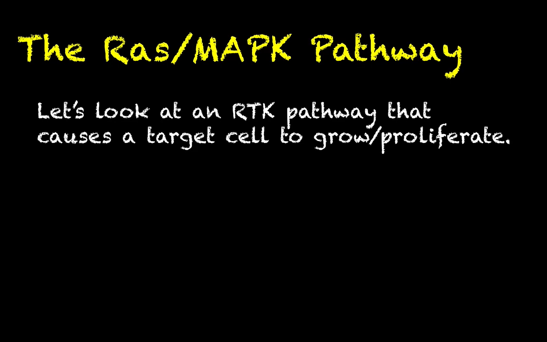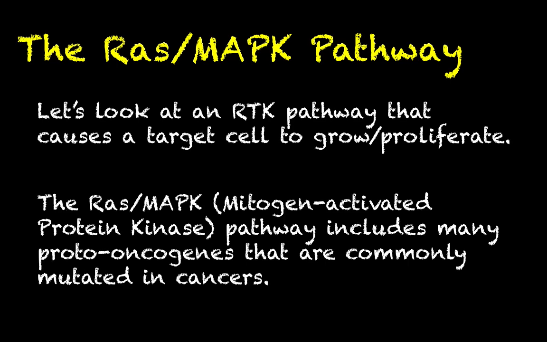So what we're going to explore here, just to see a specific example, is something called the RAS-MAP kinase pathway. This is a very common receptor tyrosine kinase pathway that usually will cause a target cell to grow and proliferate. To the point that I was making before, if we mess up the regulation of how this pathway is supposed to function, we can end up with something like cancer.